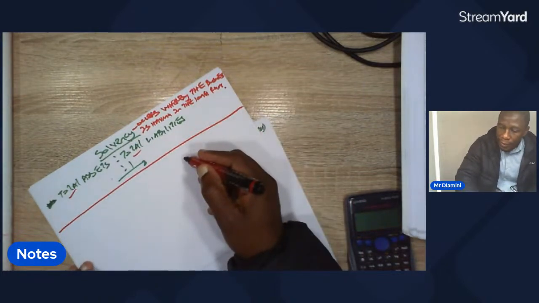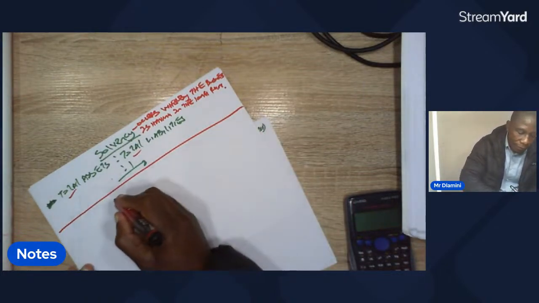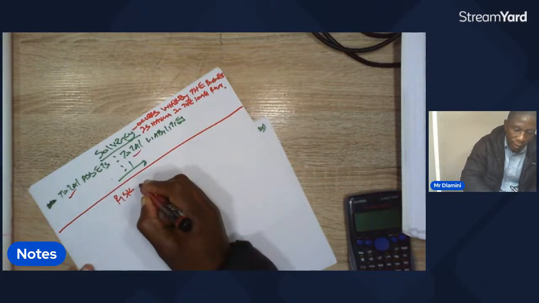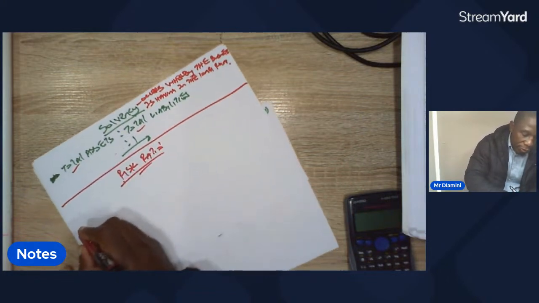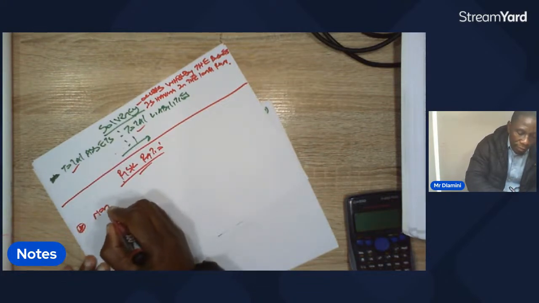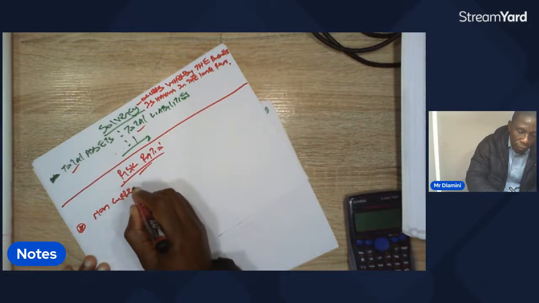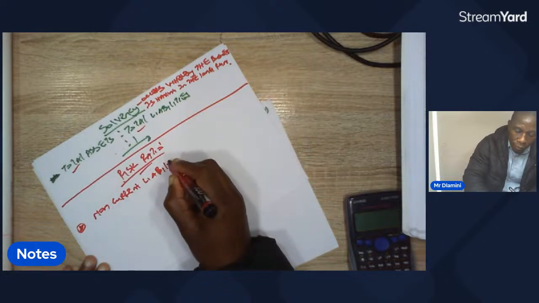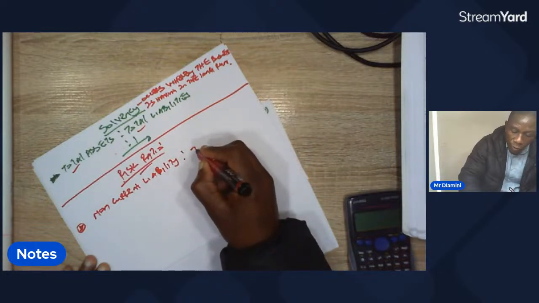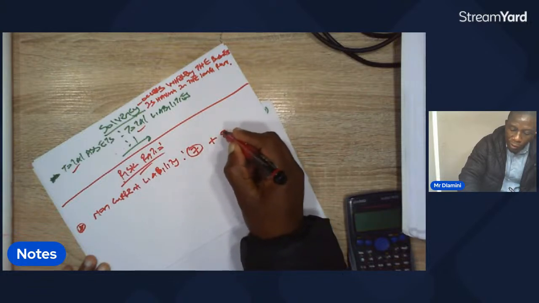Now the risk ratio. Okay, so we've got this one. The formula is: non-current liability is to note number 7 plus note number 8.